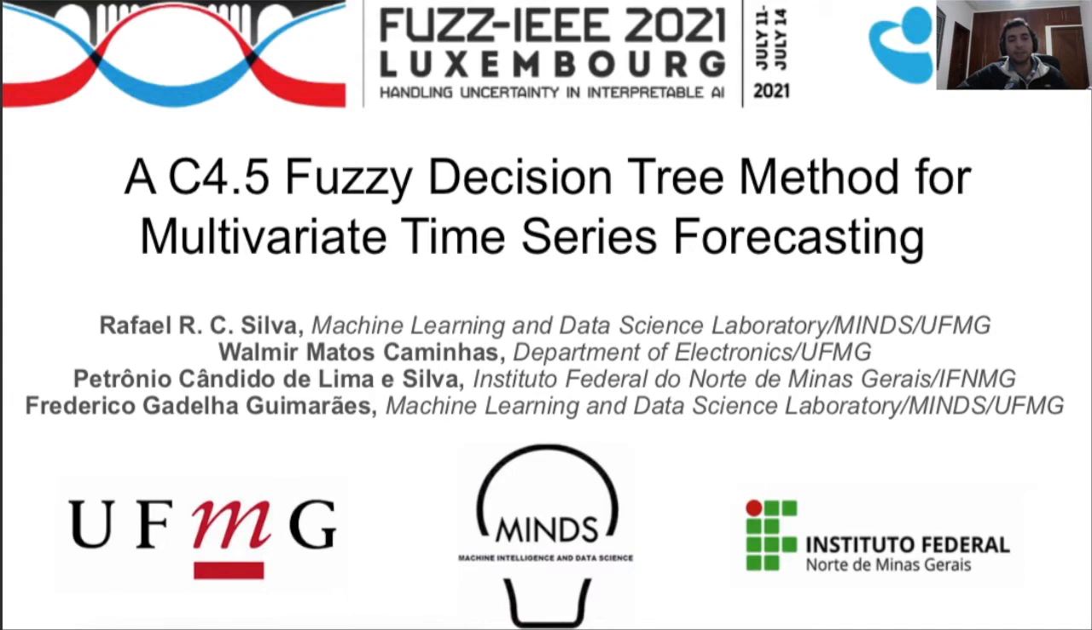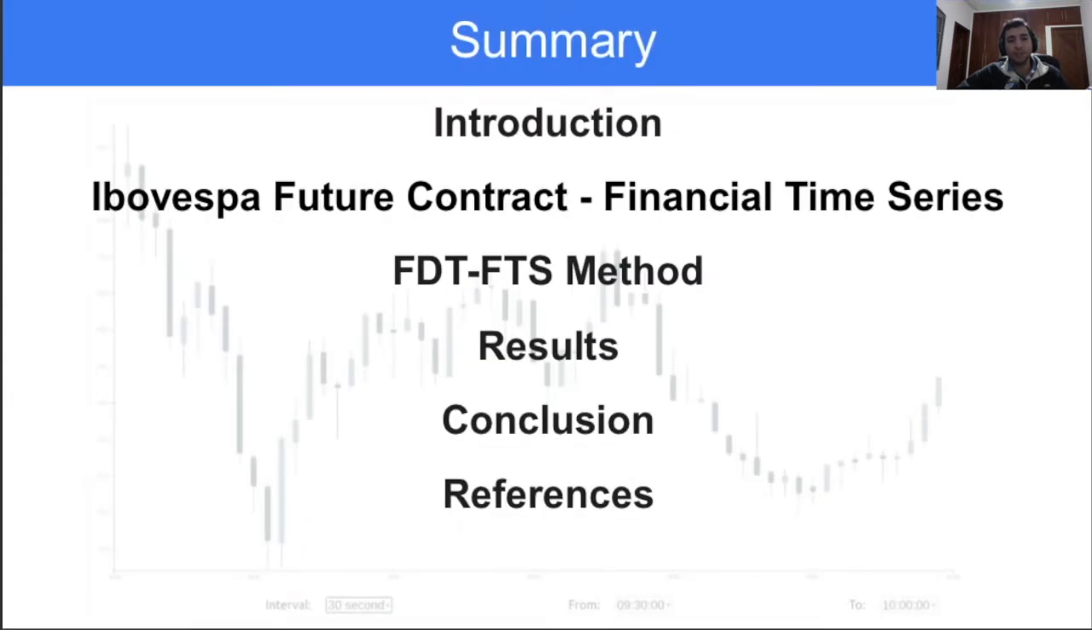Well, we'll start with an introduction covering the initial concepts of time series, fuzzy time series, decision trees, and fuzzy decision trees. Afterwards, we will talk about the IBOVESPA index future contracts as well as its concepts. The FDT-FTS method will be explained as well as its results using the future contracts dataset. Also, in the end, we will present the conclusion and references.